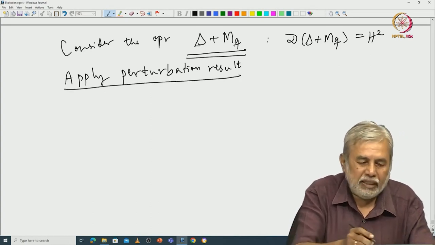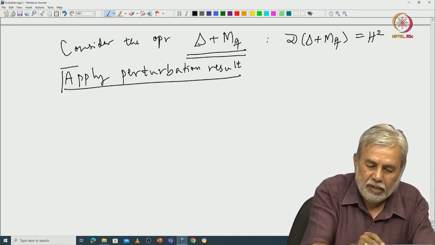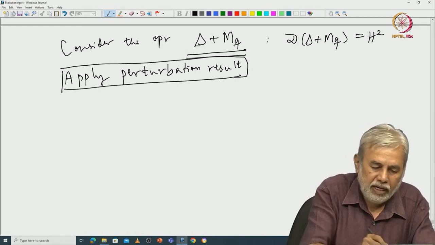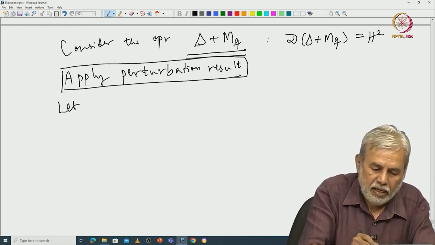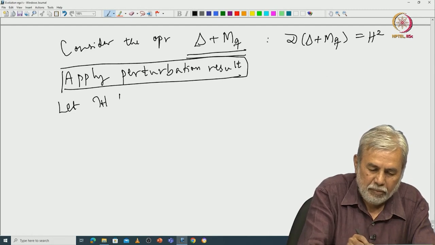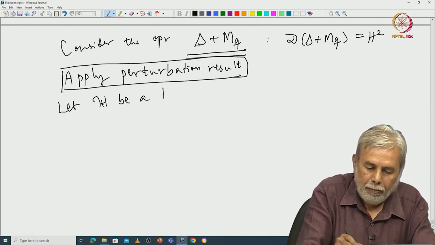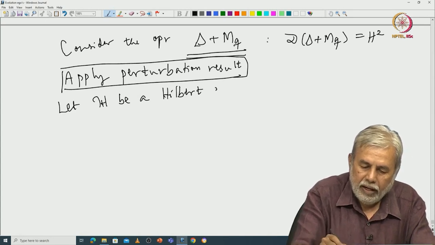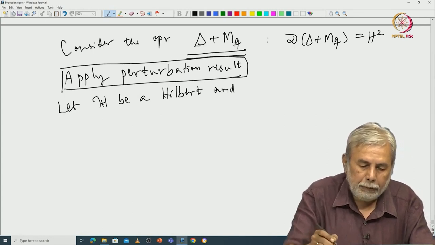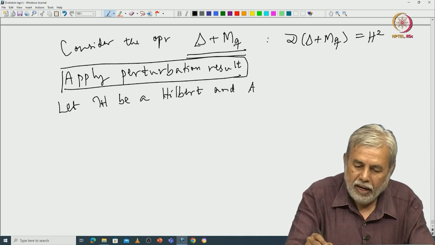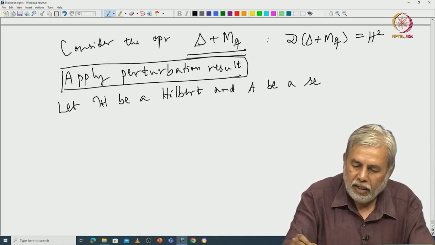Okay, so let me just recall, this is just in a general Hilbert space. Let H be a Hilbert space and A be a self adjoint operator in H.